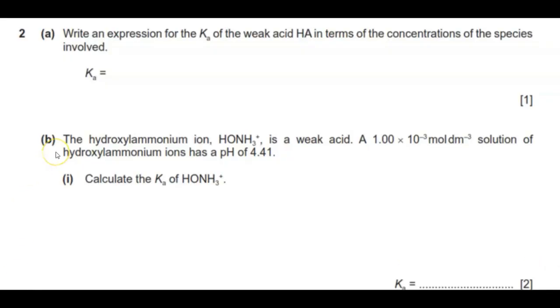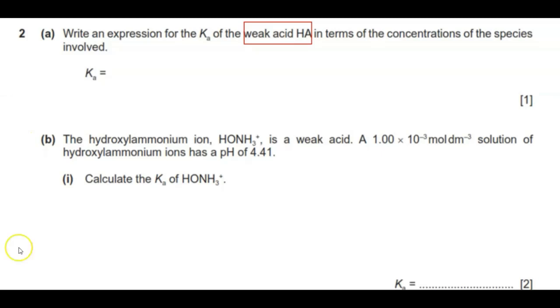Okay, this question number 2 is about a weak acid. Write an expression for the Ka of a weak acid HA in terms of the concentration of the species involved. The important thing is you need to underline this: this is a weak acid. So what is the expression for Ka?